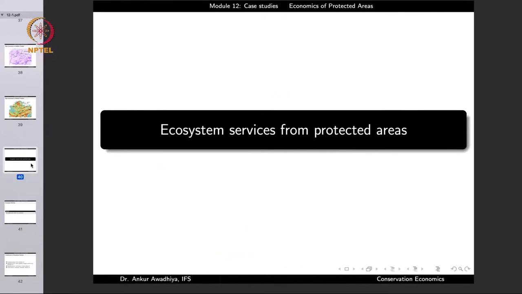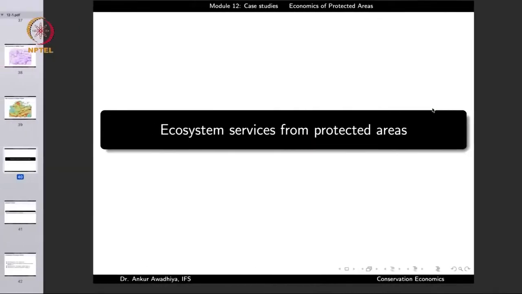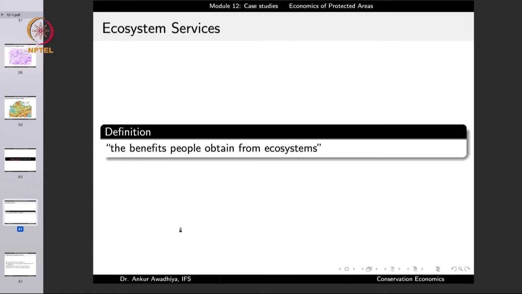Now, once we have looked at what a protected area is, how do we make a protected area, what is the importance of a protected area, let us now have a look at the economic analysis of protected areas. When we make a protected area, what is the benefit that we can provide to people? So which brings us to the ecosystem services from protected areas. Now, ecosystem services are the services that are provided by a well-functioning ecosystem in these protected areas. Ecosystem services are defined as the benefits that people obtain from ecosystems. Benefits. Again, a cost-benefit approach.